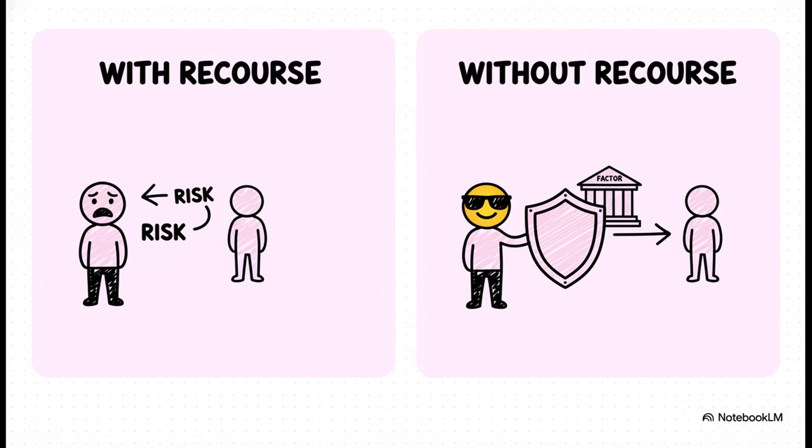Now, when you get into factoring, there's a really important distinction. You've got 2 main types. The first is with recourse. That means if your buyer ultimately fails to pay, that risk comes right back to you. You're still on the hook for the money. The other option is without recourse. Here, the factoring company, the factor, absorbs that credit risk completely. It's a bit more expensive for sure, but hey, it gives you total peace of mind.